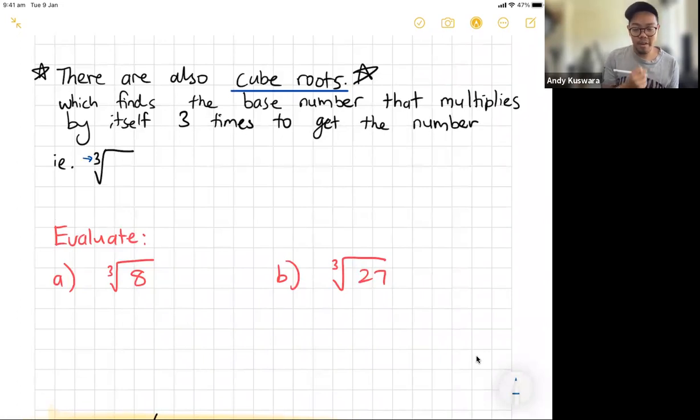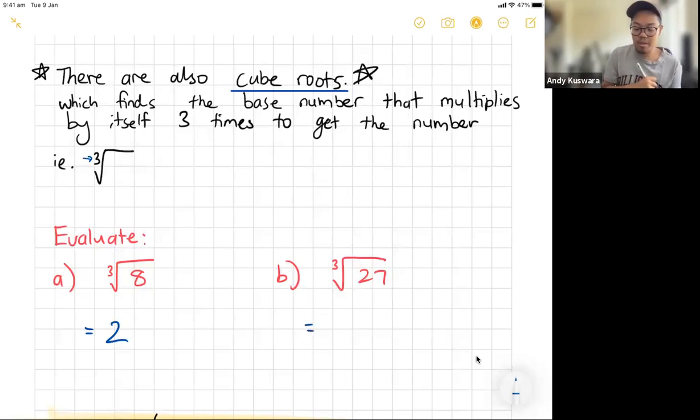So evaluate this one. I need to think, okay, what number multiplied by itself 3 times will give me the answer of 8? It can't be 1 because 1 times 1 times 1 is still 1. Let's try 2. 2 times 2 times 2. 2 times 2 is 4. 4 times 2 is 8. The answer must be 2.